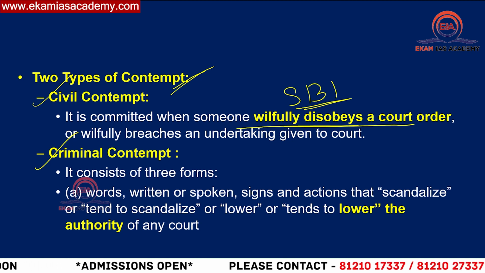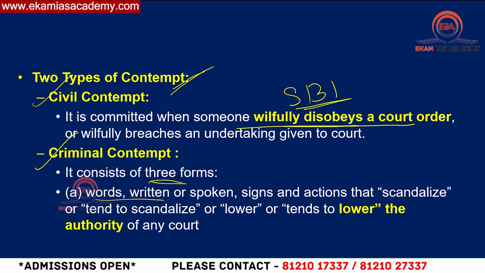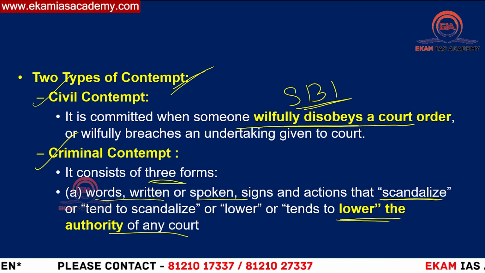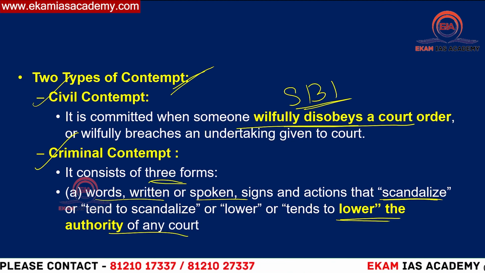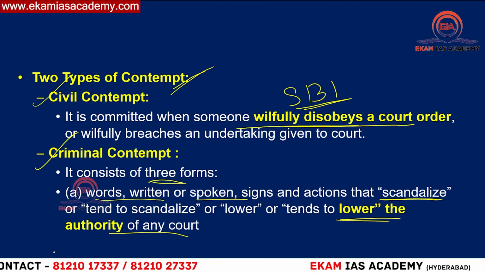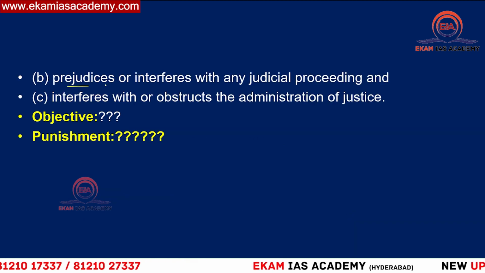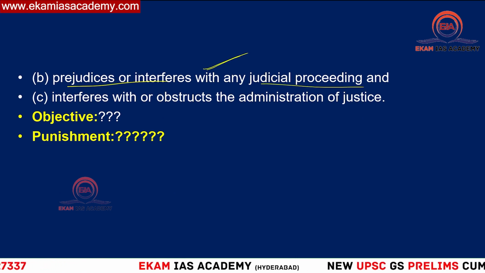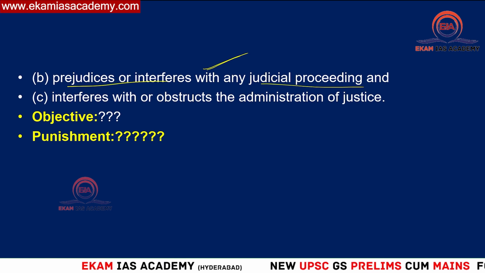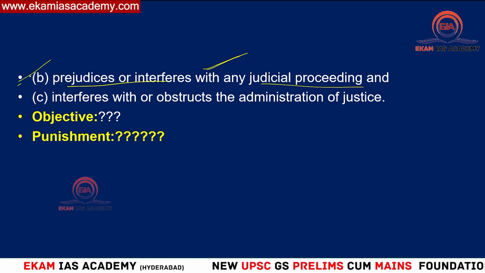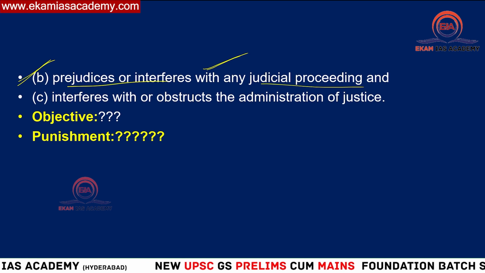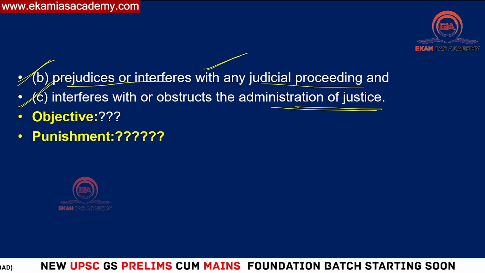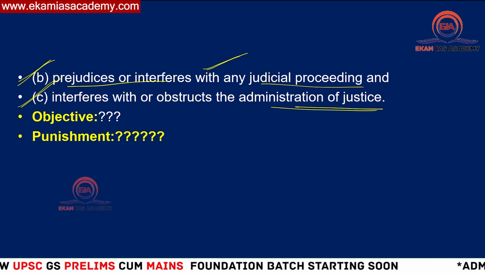Then criminal contempt covers three types of things: words written or spoken, or gestures, which scandalize or lower the authority of the court. Or anything that prejudices or interferes with judicial proceedings, or causes obstruction to them. And if it interferes with the administration of justice or obstructs justice, then criminal proceedings can also be initiated in relation to contempt of court.